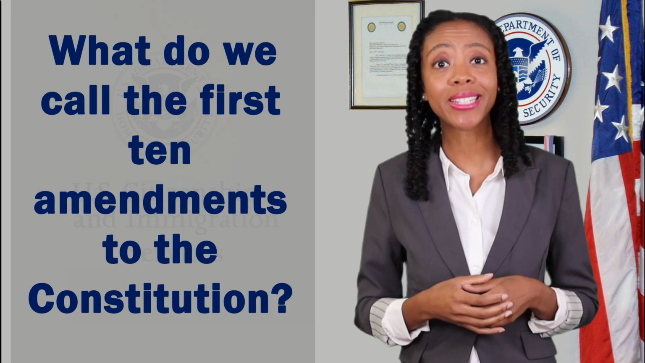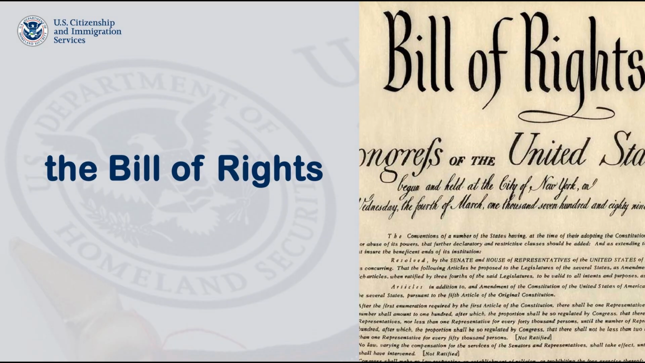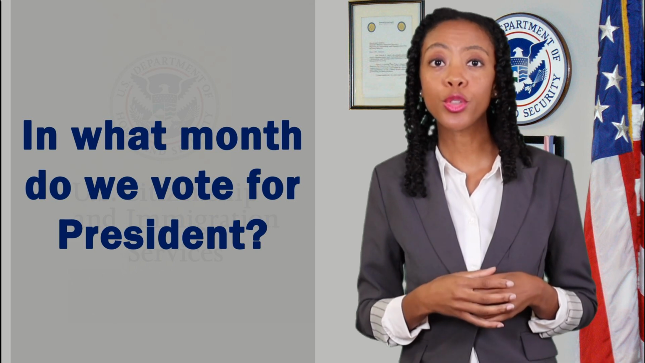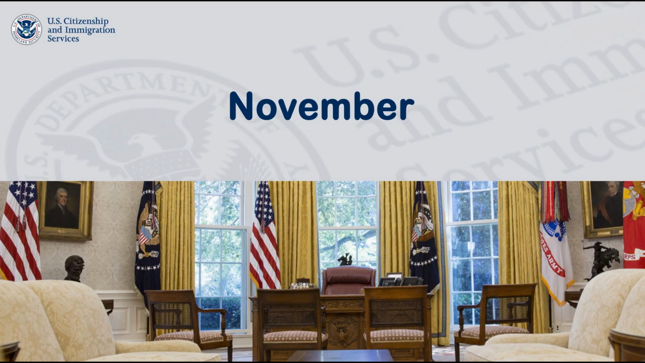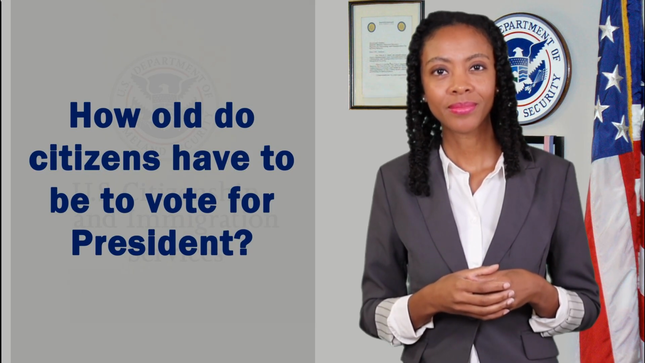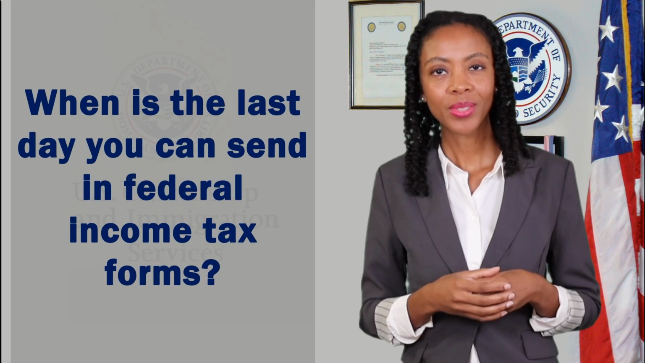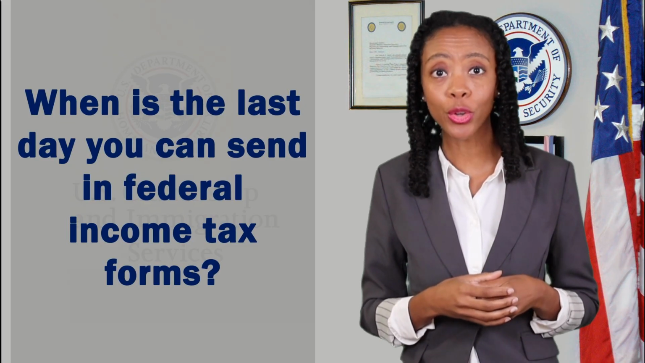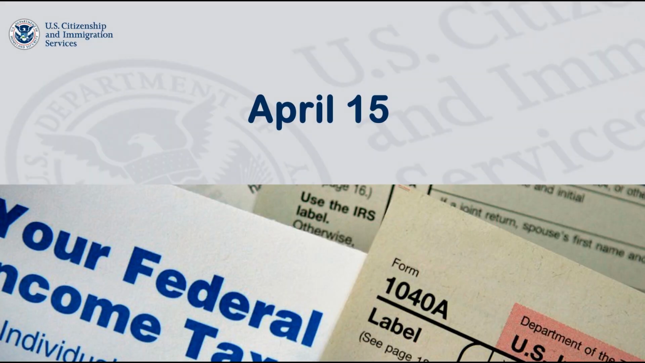What do we call the first 10 amendments to the Constitution? The Bill of Rights. And what month do we vote for president? November. How old do citizens have to be to vote for president? 18 and older. When is the last day you can send in federal income tax forms? April 15.